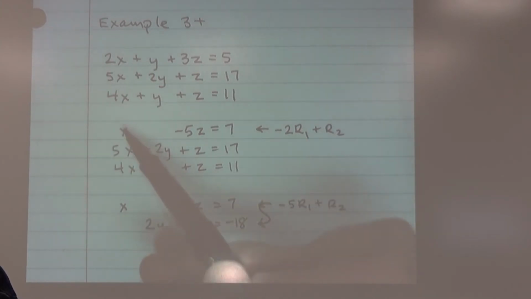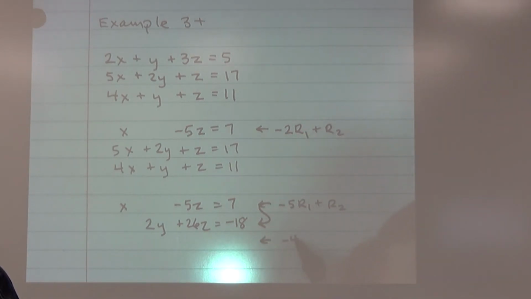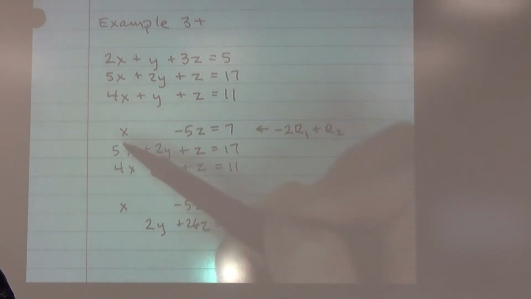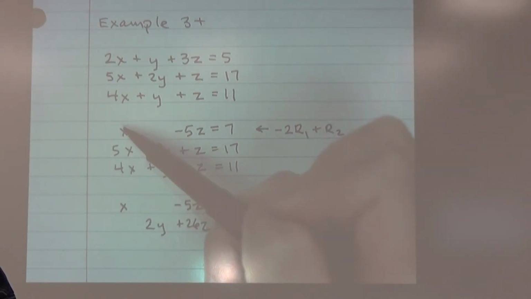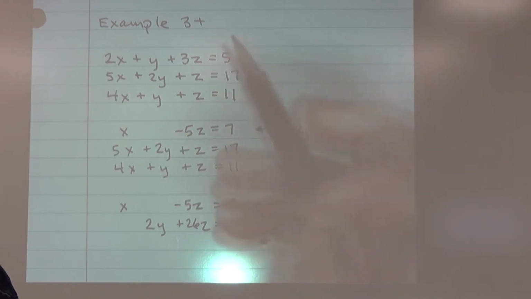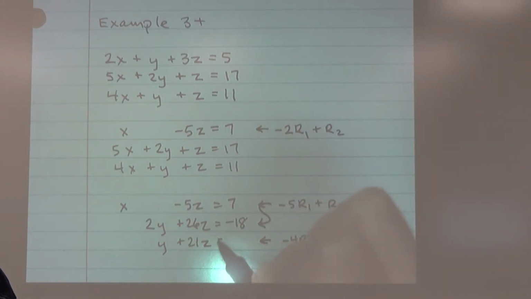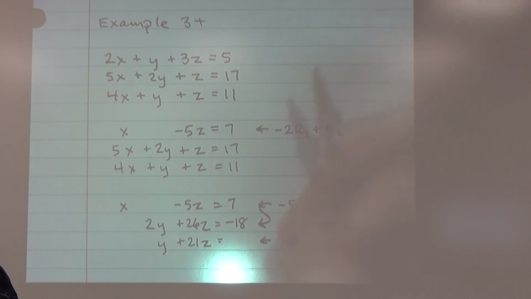And then do something similar. We want to eliminate this one, again using the first equation. So negative 4 times row 1 plus row 3. Multiply by negative 4, gone. Multiply by negative 4 and add. So we're going to get y. Multiply by negative 4 and add, plus 21z. Multiply by negative 4 and add, negative 17.